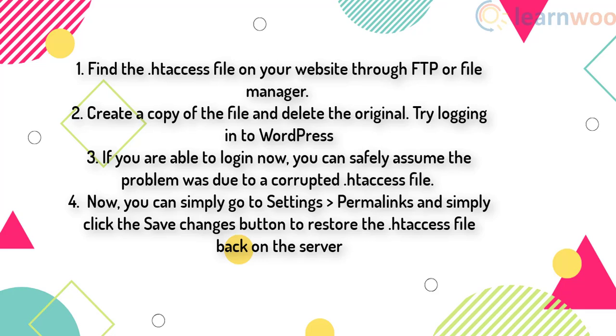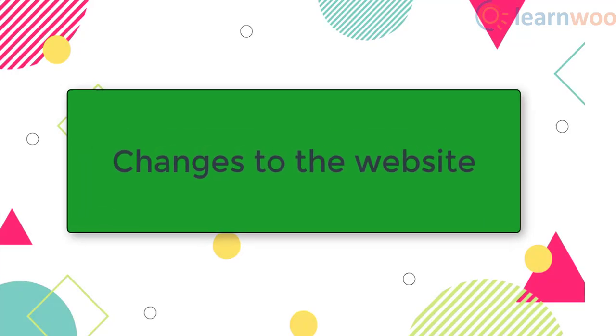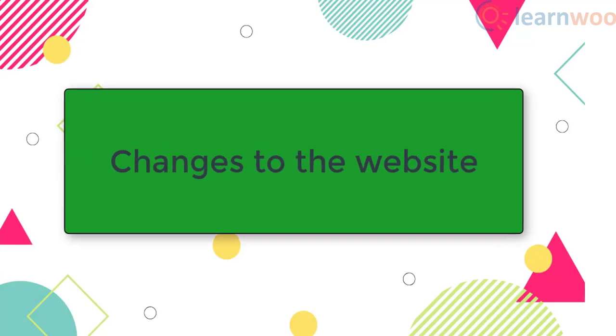Try logging into WordPress. If you are able to log in now, you can safely assume the problem was due to a corrupted htaccess file. Now, you can simply go to Settings, Permalinks, and click the Save Changes button to restore the htaccess file back on the server.